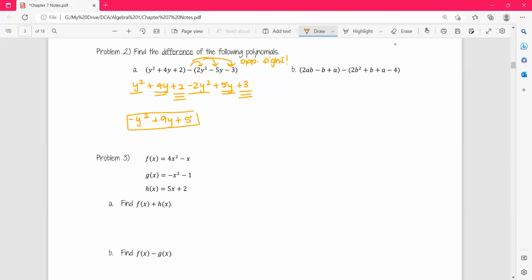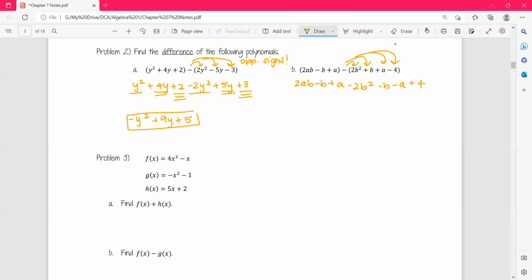Okay, let's practice subtracting again. First polynomial stays the same. Second polynomial, we need to distribute that negative. So 2b squared is going to become negative 2b squared. B becomes negative b. A becomes negative a. Negative 4 becomes positive 4. All of those signs change to the opposite sign.